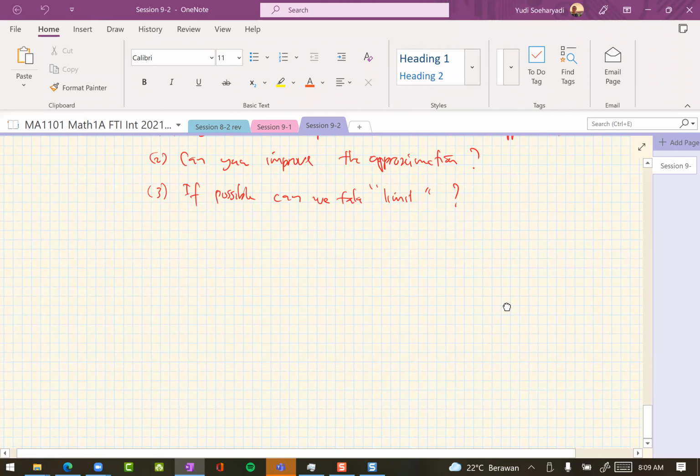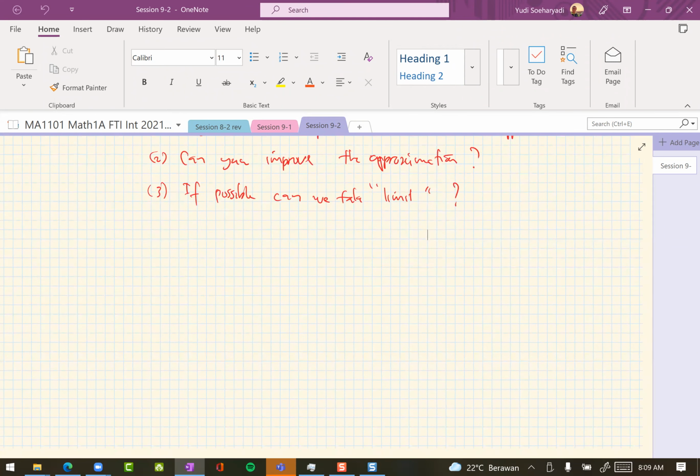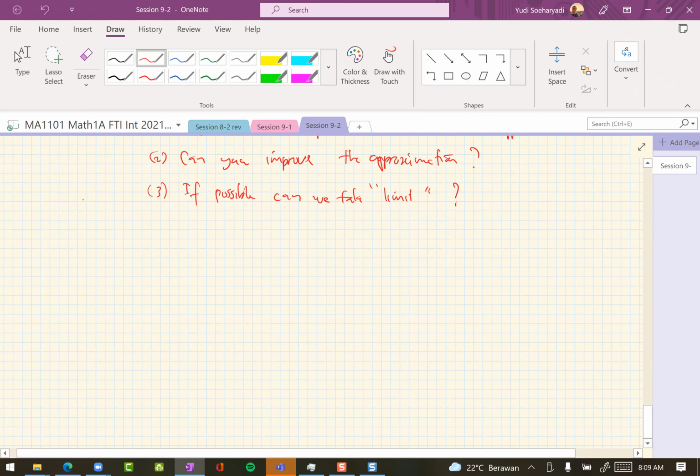So because we cannot express this as a regular shape, we try to do some approximations. So this is the problem: find the area under the graph or the curve x square for x between 0 and 1.